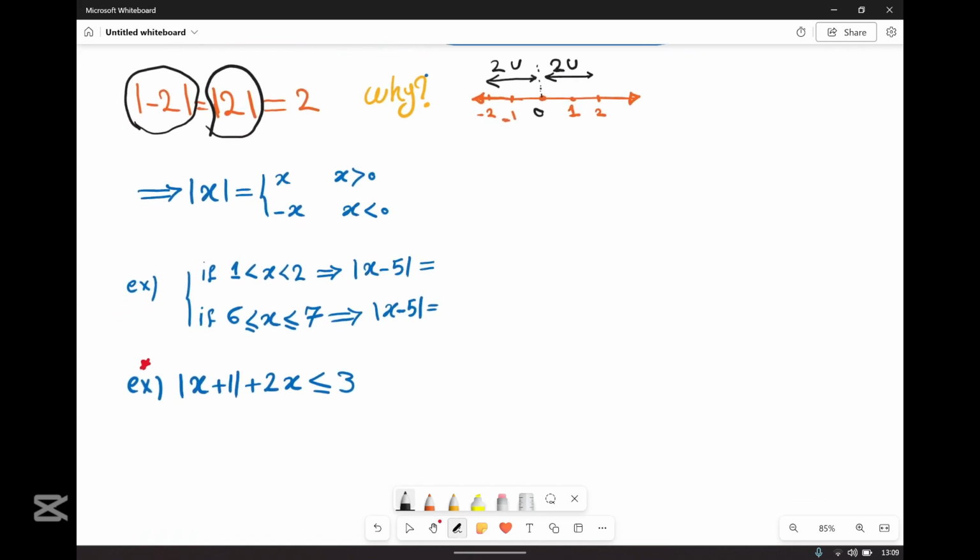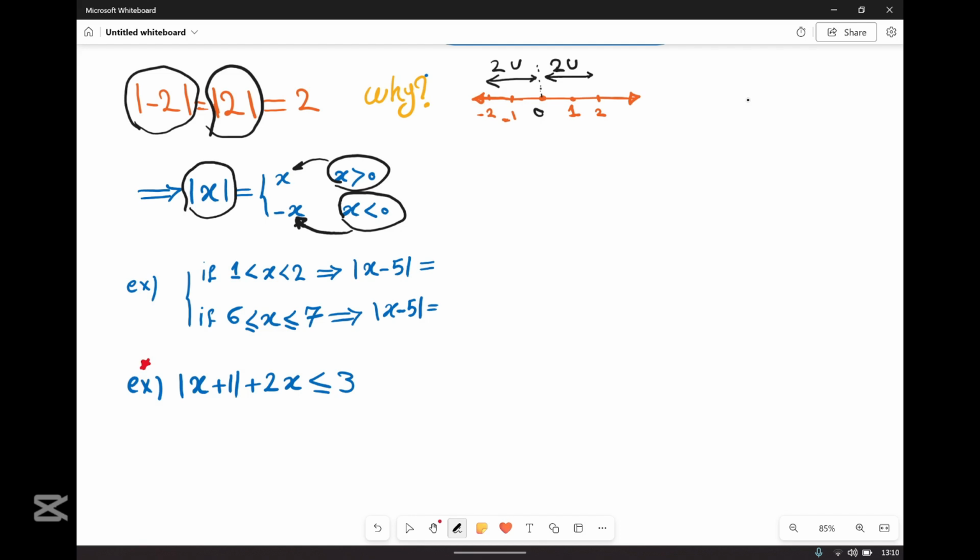But if we introduce it mathematically, we must know that for the absolute value of x, if x is positive, the output is exactly x, but if x is negative, the output is -x.